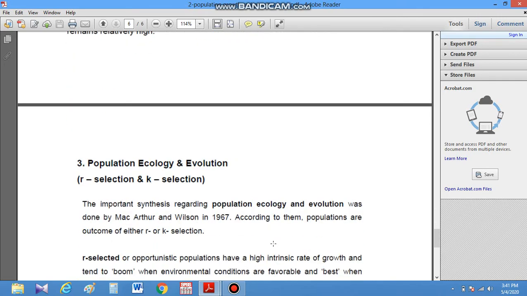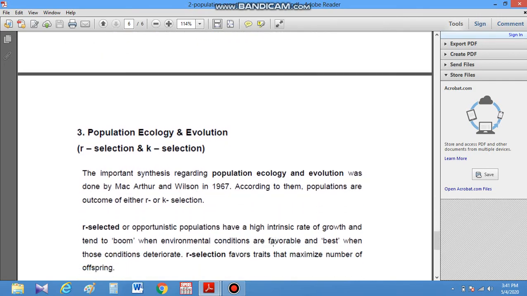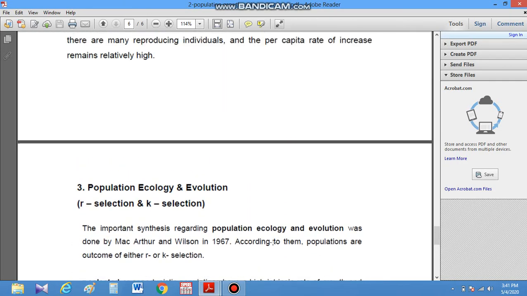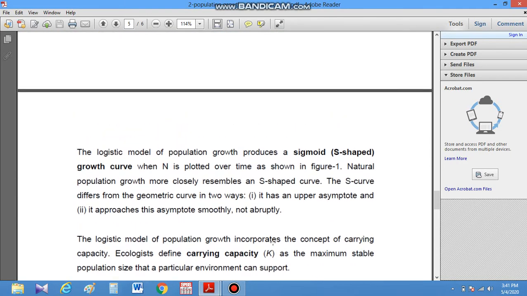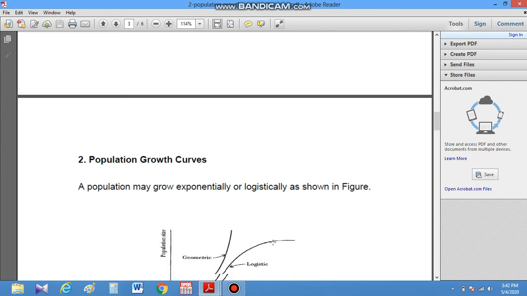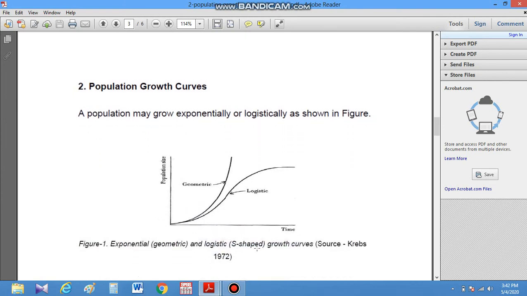According to this, there are two types of population selection: r selection and K selection. R-selected and K-selected species are there. R-selected species basically show the J-shaped or exponential growth curve. Here we can see in the graph, they are r-selected species and represent the exponential growth curve, and K-selected species show the S-shaped curve, or logistic growth curve.